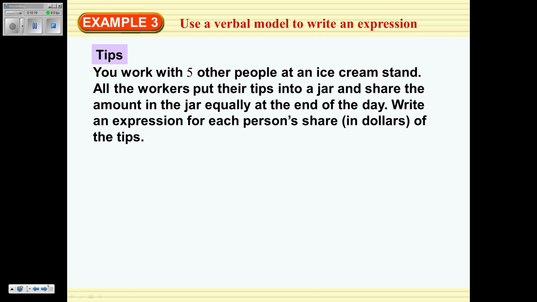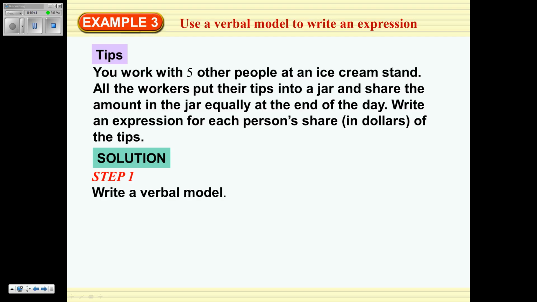With tips. You work with 5 other people at an ice cream stand. All the workers put their tips into a jar and share the amount in the jar equally at the end of the day. Write an expression for each person's share in dollars of the tips. So here would be an example of a verbal model, not just a picture, but a verbal model. Okay? Amount in jar divided by the number of people.